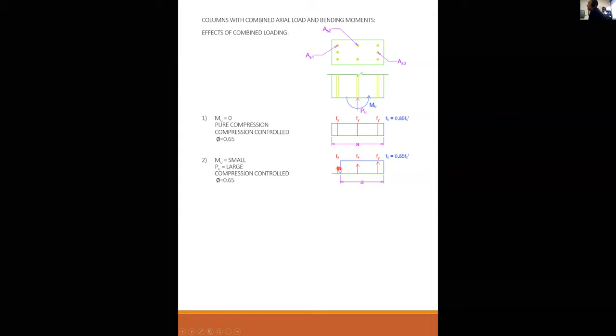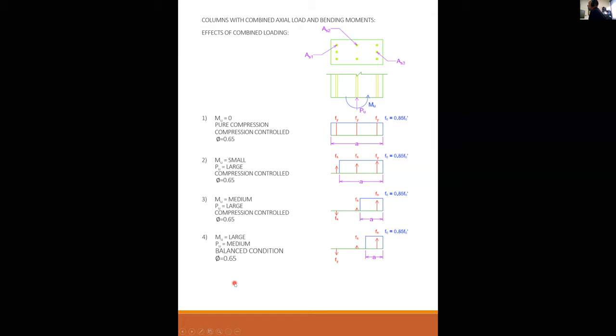Next condition, medium moment, large axial load. A is getting smaller still. The stress in the compression steel is now less than yielding. The stress in the middle steel is almost nothing because it's right at the neutral axis. And the stress on the tension side has gone into tension a little bit, but it's still not yielded. So you're still compression controlled. You still have a phi factor of 0.65.